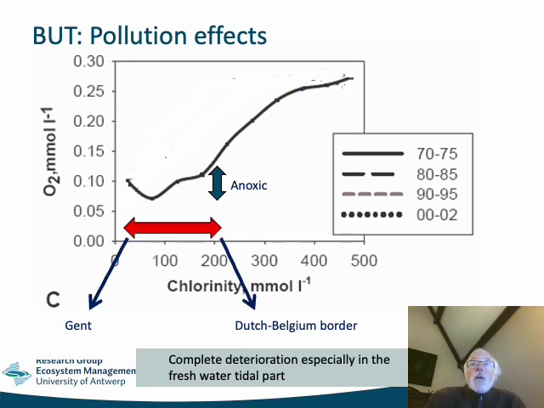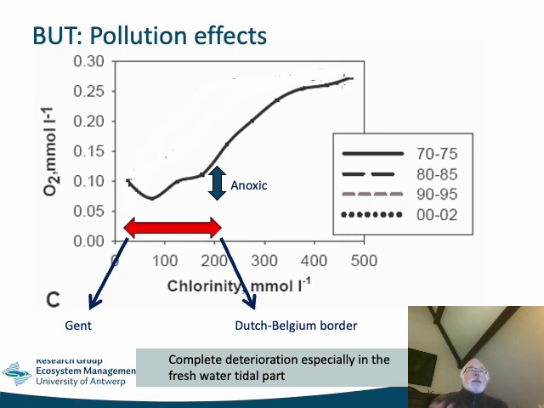Then in this graph we see the impact of pollution. On the x-axis, we have the distance along the estuary. On the left, Ghent, in the middle, the Dutch-Belgian border, and on the right, the North Sea. And it is not the distance that is indicated, but the chlorinity, as we go from the fresh to the marine part. And on the y-axis, we see the concentration of oxygen. And then you see that in the period 70-75, in the freshwater part from Ghent to the Dutch-Belgian border, in fact, the oxygen concentrations were extremely low, and in fact, it was anoxic at that moment.